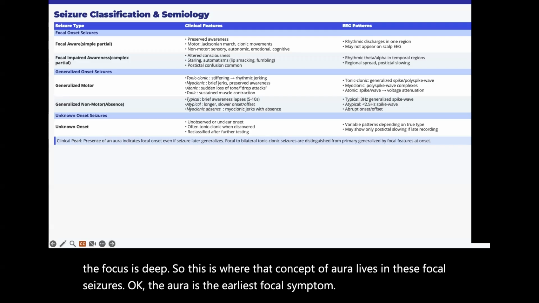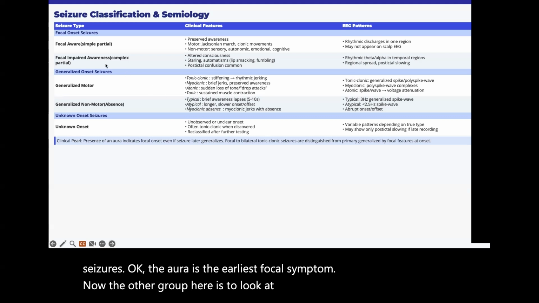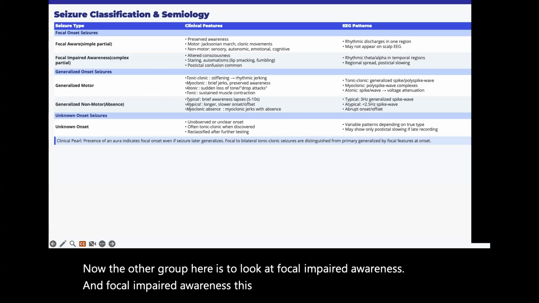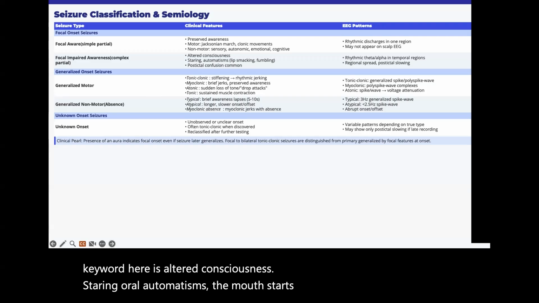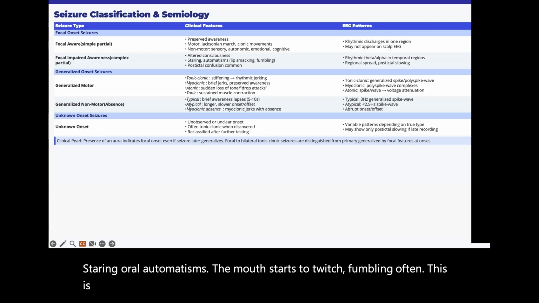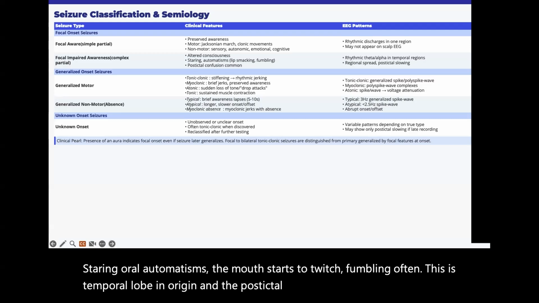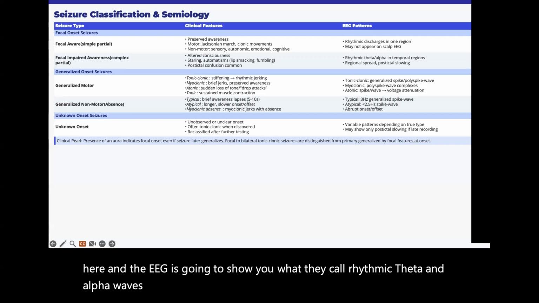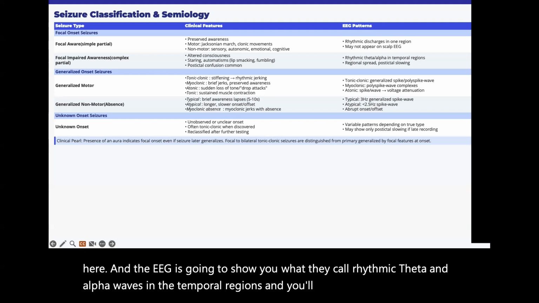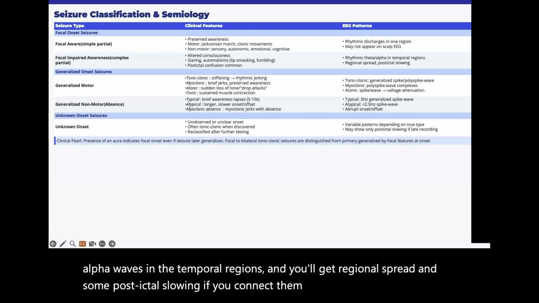Now, the other group here is focal impaired awareness, which is a complex partial seizure. The key words here are altered consciousness, staring, oral automatisms, where the mouth starts to twitch, and fumbling. Often this is temporal lobe in origin, and post-ictal confusion is normal and common here. The EEG is going to show rhythmic theta and alpha waves in the temporal regions, with regional spread and some post-ictal slowing if you connect them to the EEG, be it the continuous monitoring one.